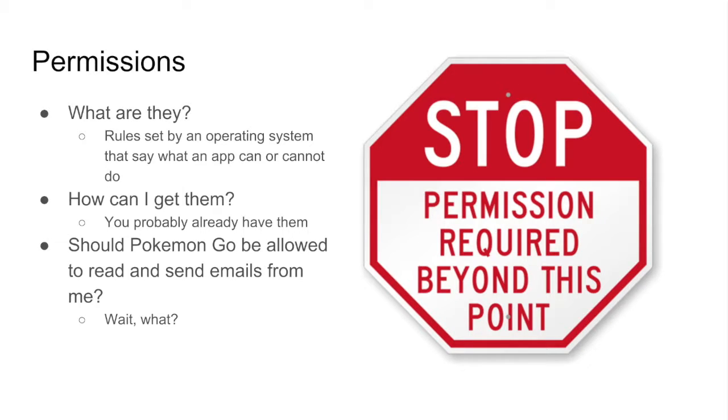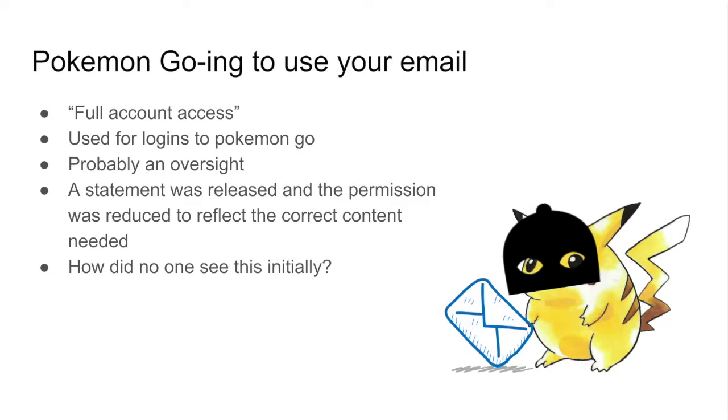For example, there was an issue when Pokemon Go launched, the app that had total control of your entire Google account, including the ability to send and read all your emails, which is functionality the game doesn't necessarily need to work properly. The Pokemon Go incident was most likely an oversight. Essentially, the application asked users for full account access, which just about every user agreed to.